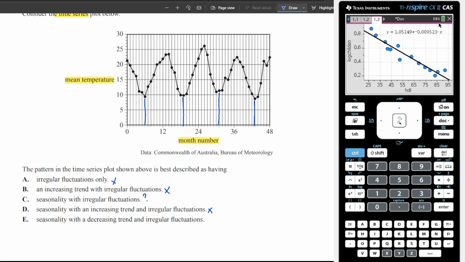E, seasonality with a decreasing trend and irregular fluctuations. Well, it's not that, so it must actually be C, that it's got seasonality with irregular fluctuations. And just to confirm, let's look at these fluctuations as examples of those irregular fluctuations, even though they're small.